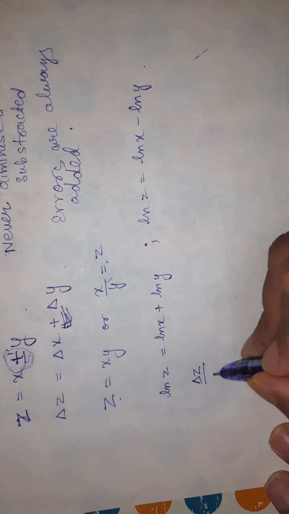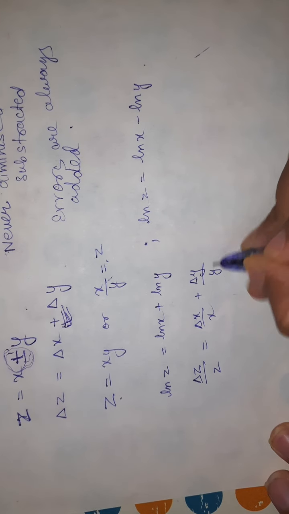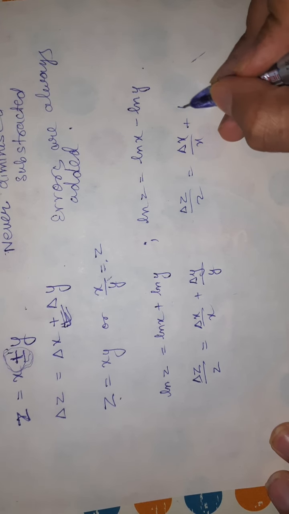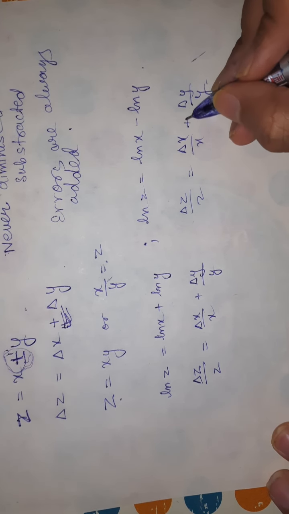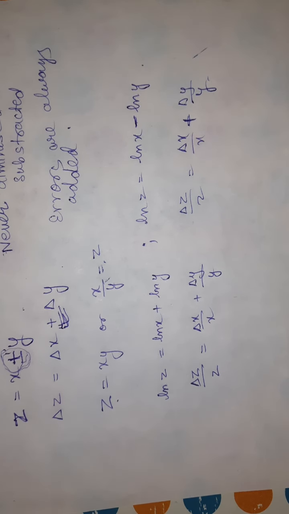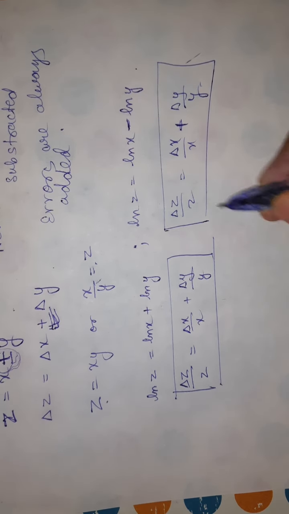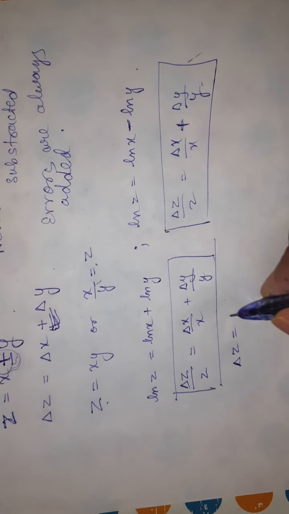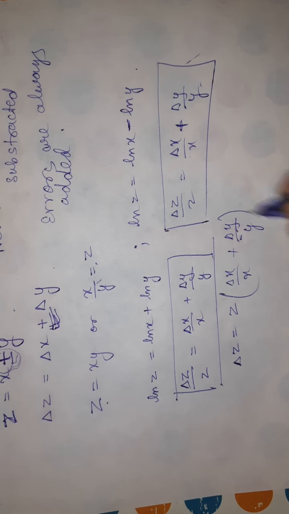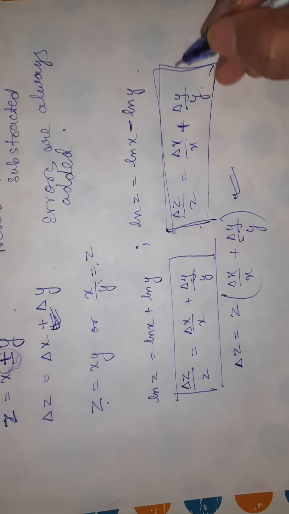After differentiating, we get delta z by z equals delta x by x plus delta y by y, and in the other case delta z by z equals delta x by x plus or minus delta y by y. As I said earlier, errors are always additive, so we only get a positive sign. We replace the negative sign by a positive sign. So we got the error in z: z times delta x by x plus delta y by y. This delta z by z is the relative error.